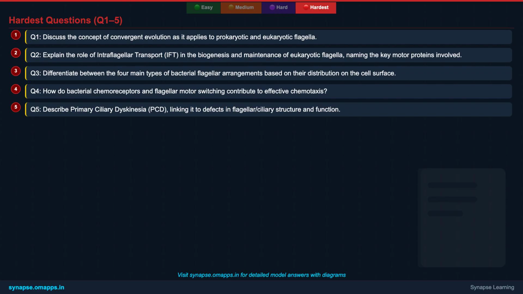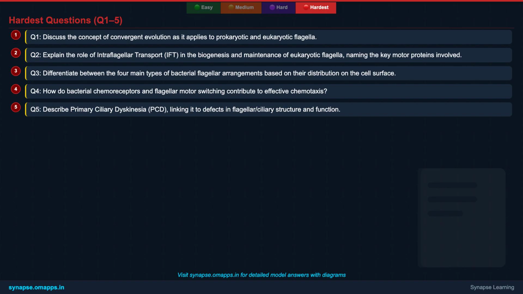Question 1. Discuss the concept of convergent evolution as it applies to prokaryotic and eukaryotic flagella. Question 2. Explain the role of intraflagellar transport, IFT, in the biogenesis and maintenance of eukaryotic flagella, naming the key motor proteins involved. Question 3. Differentiate between the 4 main types of bacterial flagellar arrangements based on their distribution on the cell surface.